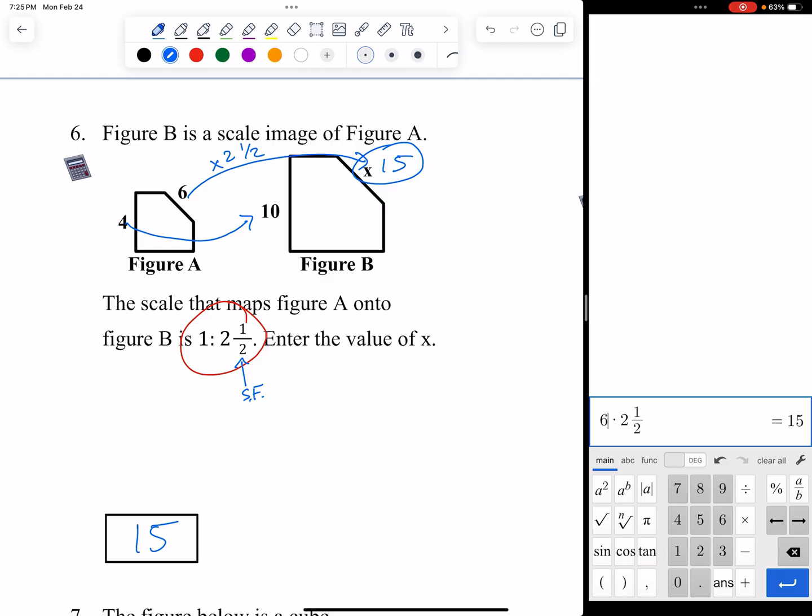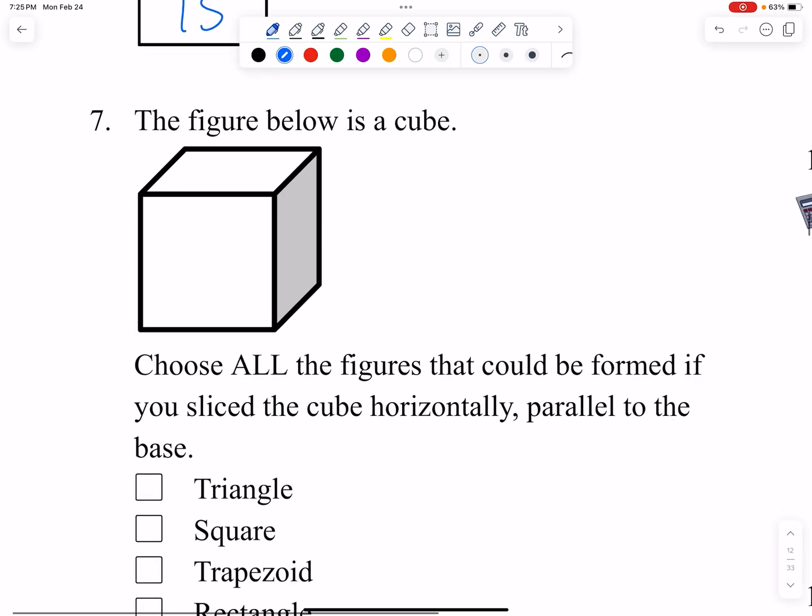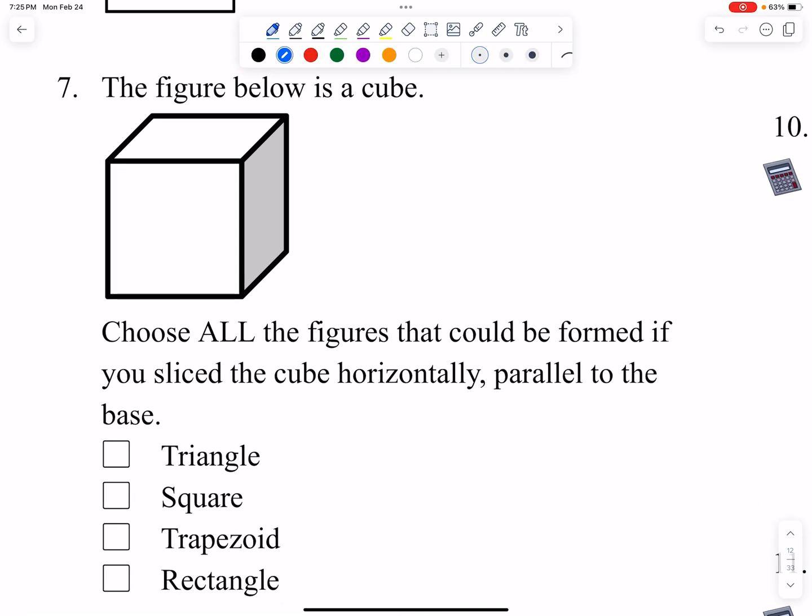All right. Next one, no calculator after I just said that, huh? Choose all the figures that could be formed if you sliced a cube horizontally. Okay, like that. Parallel to the base. So your base looks something like this, right? So your base is basically the bottom. Can you tell? Can you see it? It's this right here.